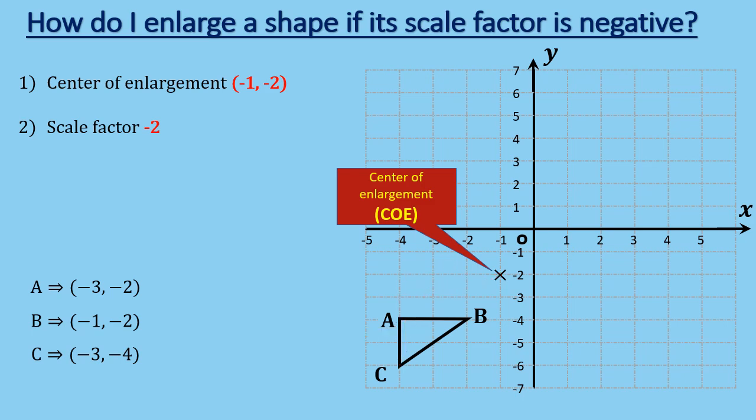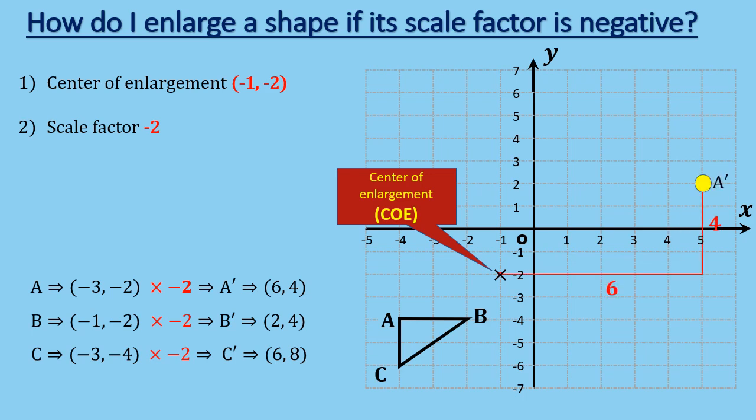Multiplying by the -2 scale factor we get. Vertex A' will be 6 and 4. Vertex B' will be 2 and 4. Vertex C' will be 6 and 8. Let us plot the image vertices. Vertex A' will be 6 and 4.